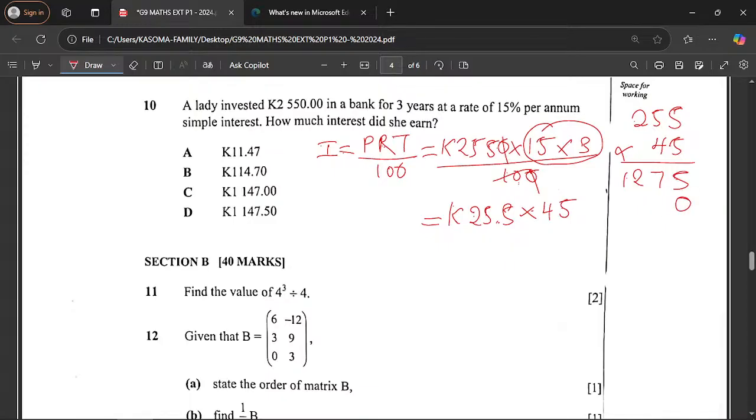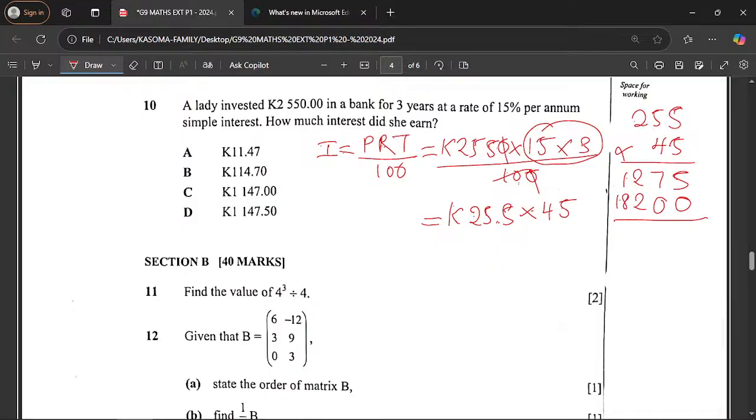Then we multiply. 4 by 5 will give us 20. I'll write 0, carry 2. 4 by 5 will give me 20 plus 2, 22. So I'll write 2, carry 2. 4 by 2 will give me 8 plus 2 will give me 10. So it will be like that. Then I'll do like that.